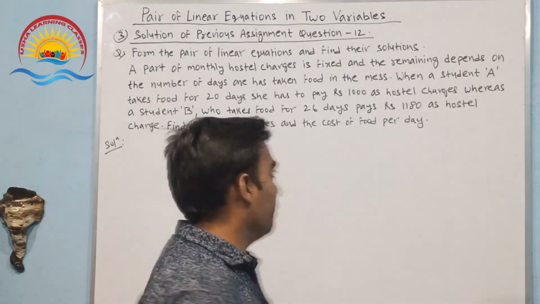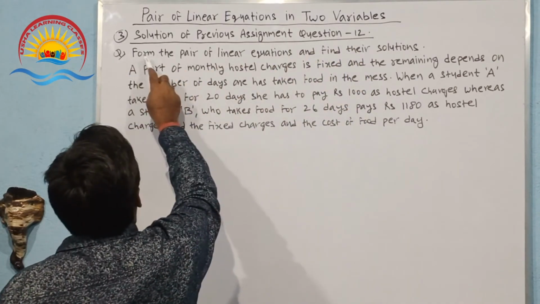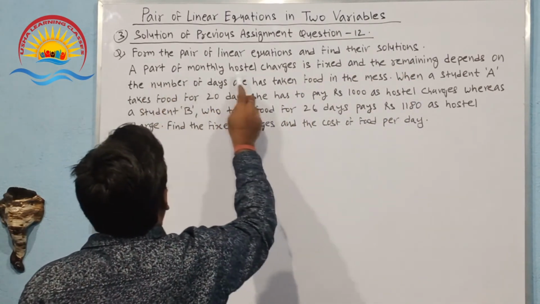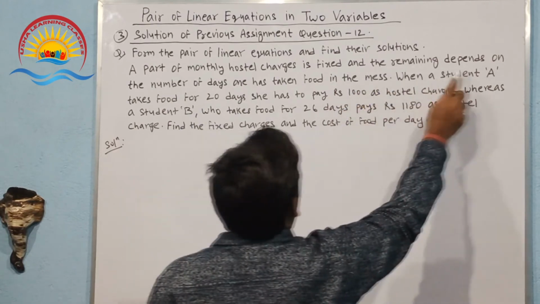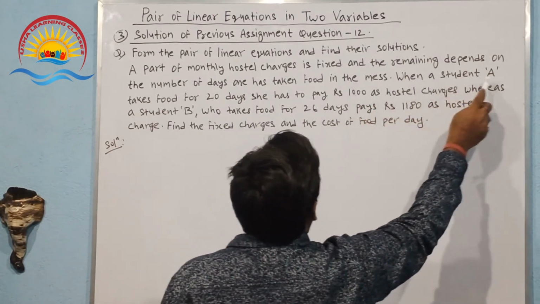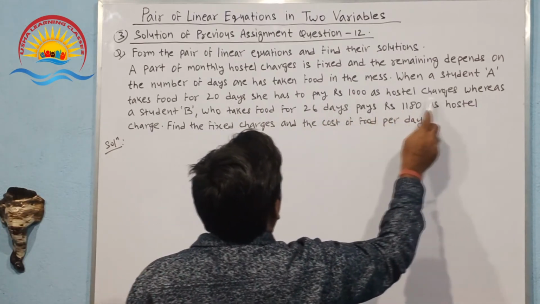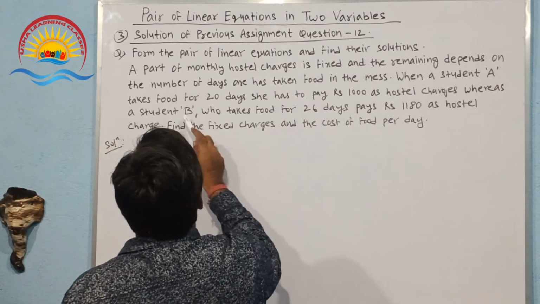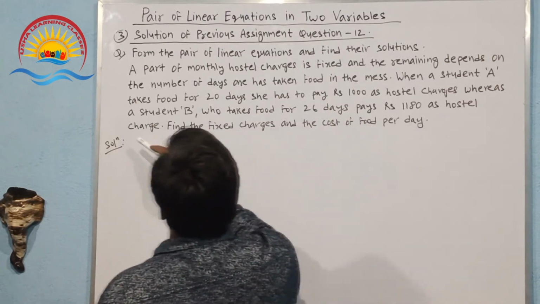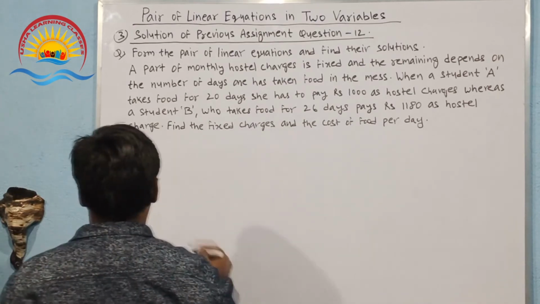Come to our next topic. 3. Solution of previous assignment question 12. Question was, form the pair of linear equations and find their solutions. A part of monthly hostel charges is fixed and the remaining depends on the number of days one has taken food in the mess. When a student A takes food for 20 days, she has to pay ₹1000 as hostel charges, whereas a student B who takes food for 26 days pays ₹1180 as hostel charges. Find the fixed charges and the cost of food per day. Let us try to solve it.